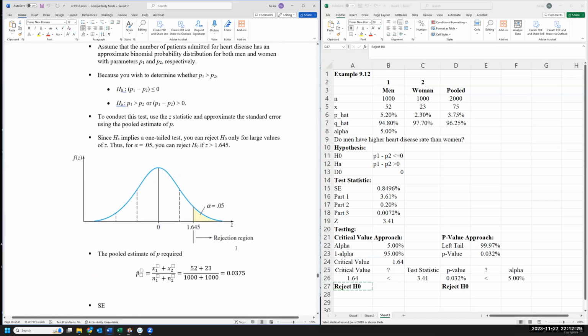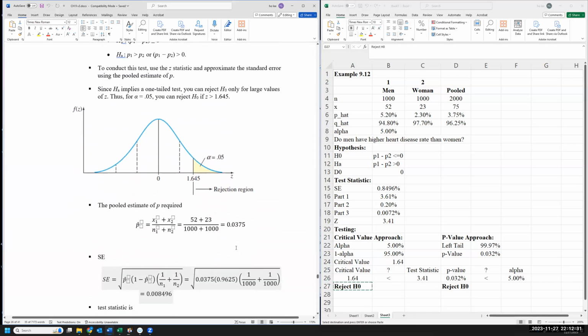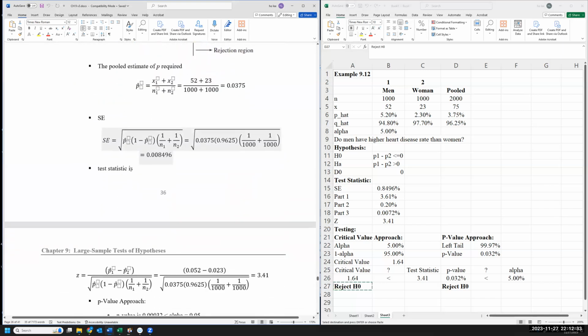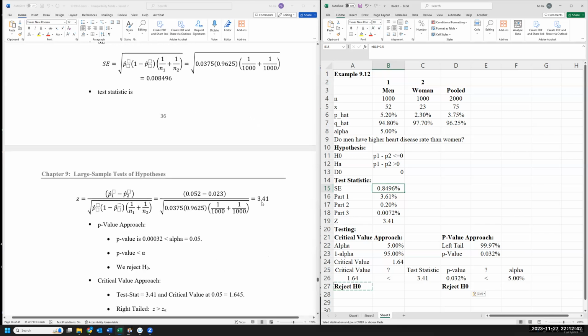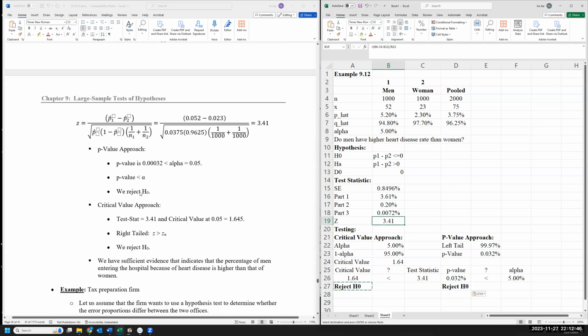It's right here. This is the example right here. Okay, standard error is, yep. Test statistic 3.41. P-value approach, p-value is 0.032% and 5%. Yeah, sorry, I didn't make these percentages. So we get to reject the null.